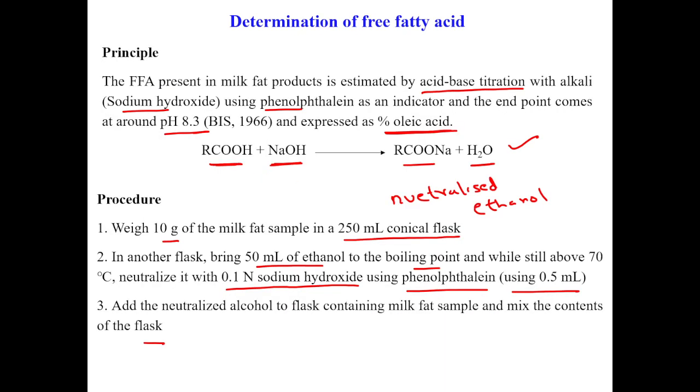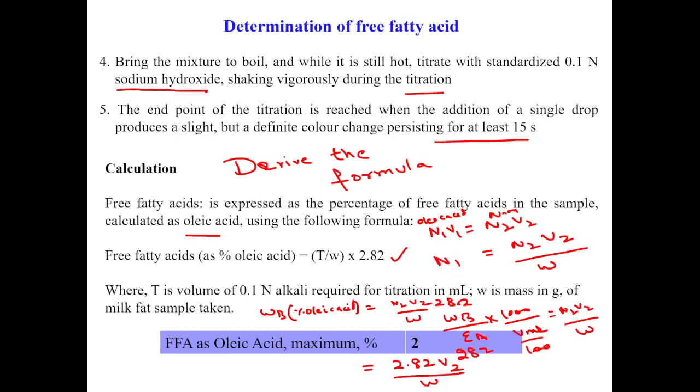So again repeating, 10 gram of milk fat sample in a 50 ml conical flask, then you take 50 ml ethanol in another conical flask, and when boiling starts and the temperature is about 70 to 75 degrees Celsius, you neutralize it, and then add the neutralized alcohol to the flask while you mix the contents of the flask. When the mixing is done, again you boil it, and while hot you titrate it until the pink color end point.